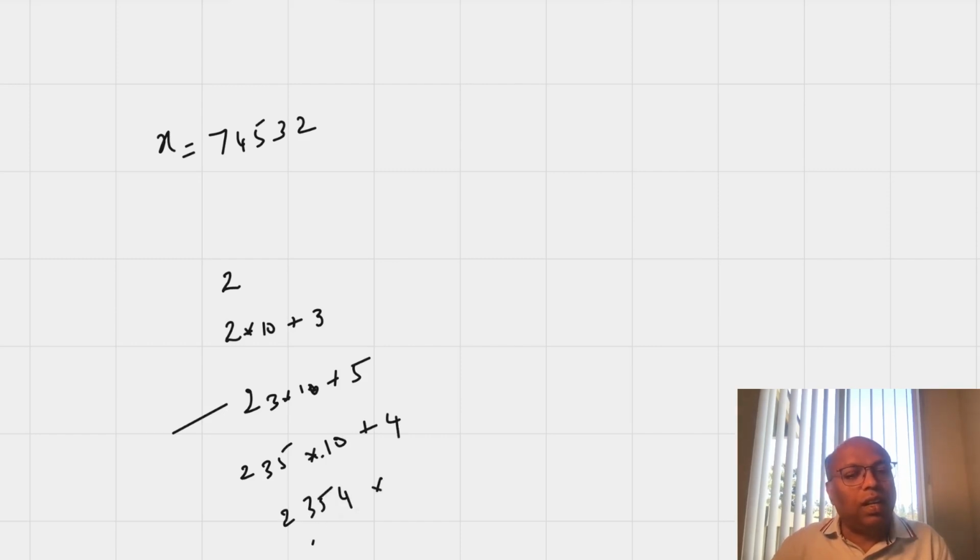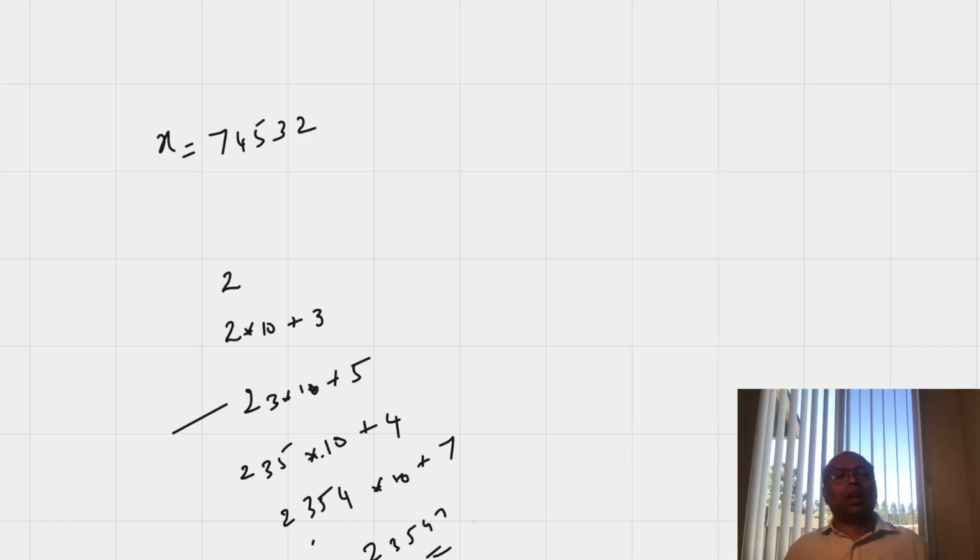2354 into 10 plus 7. How much did it become? 23547. Do I need to do again? No. My number became 0. Therefore what I did? Okay, then what about first time? Simple. Whatever is there in your brain, multiply by 10, add the digit.